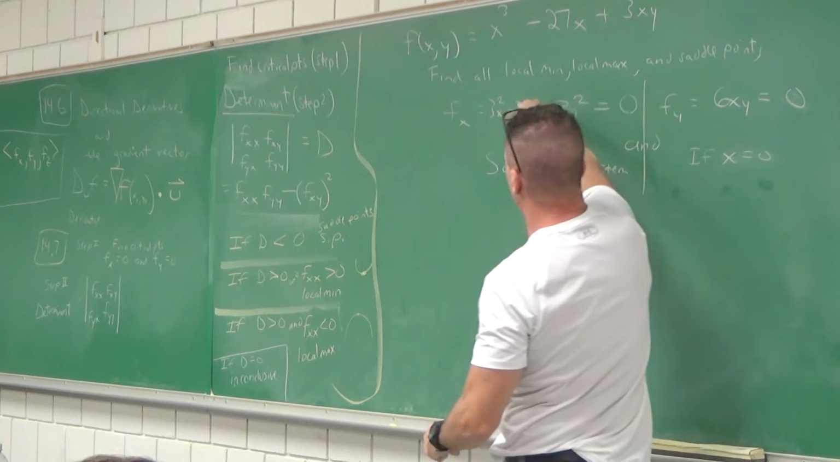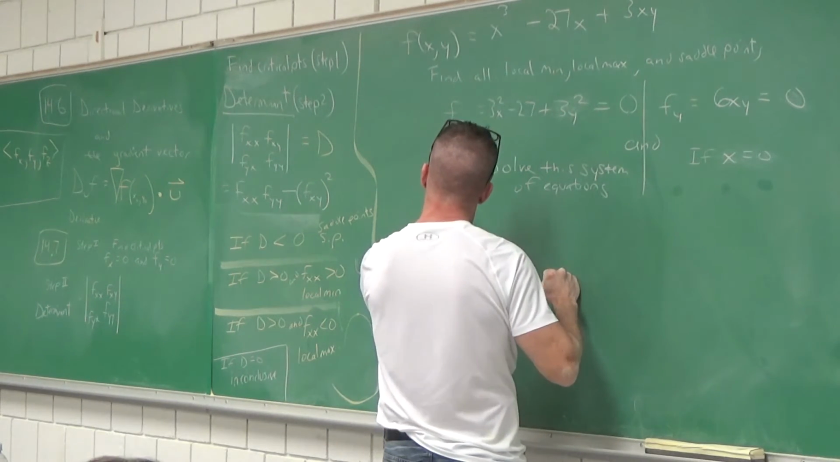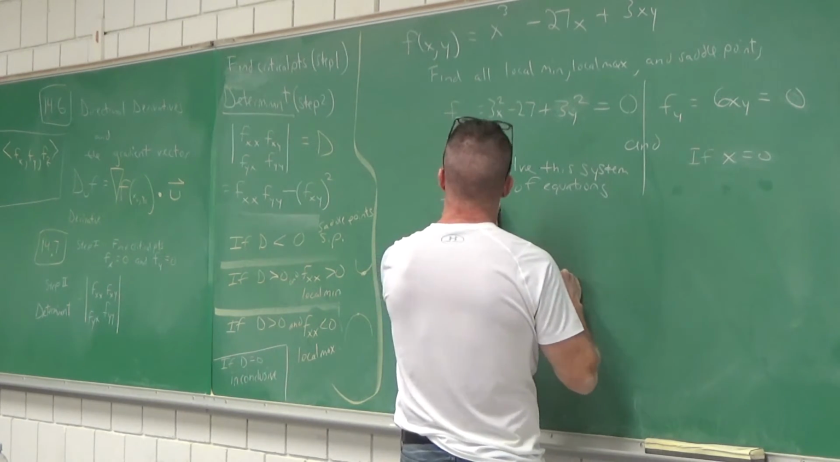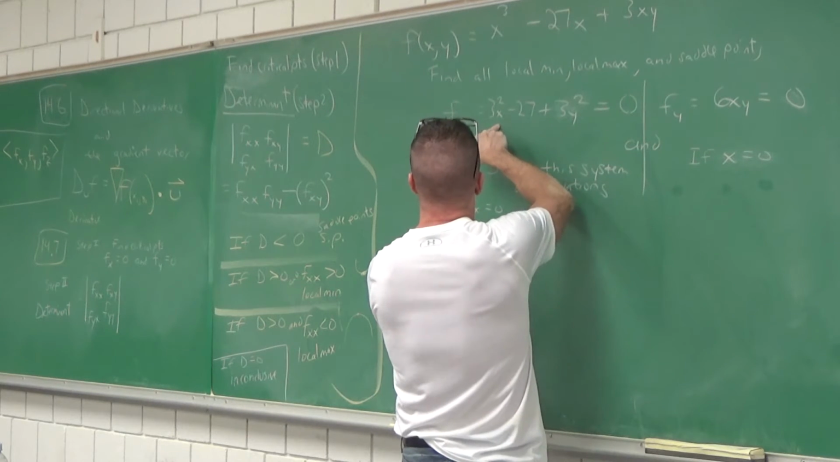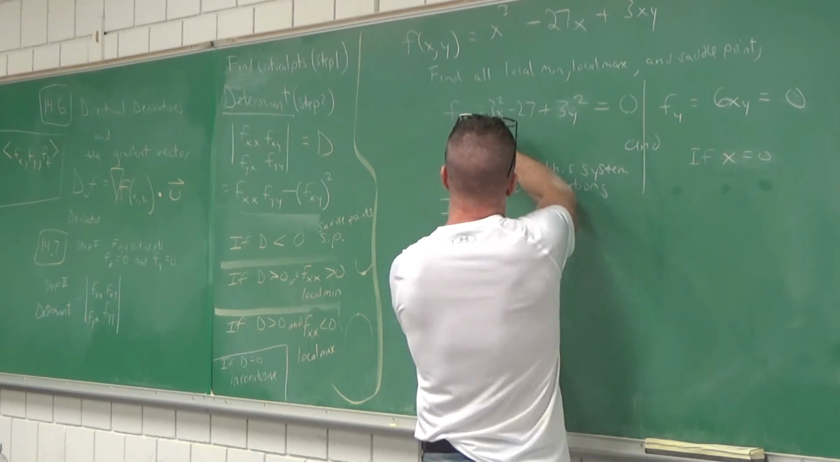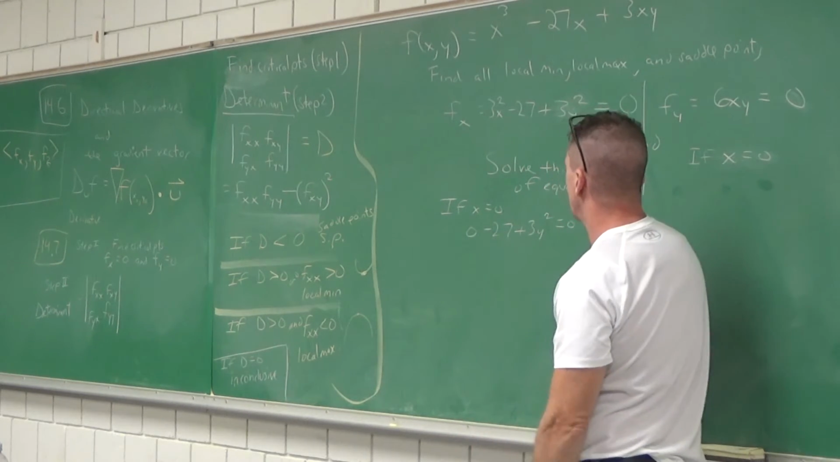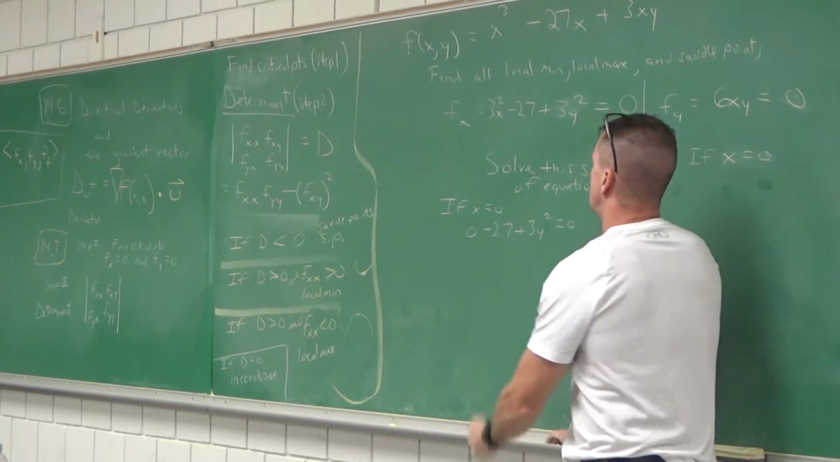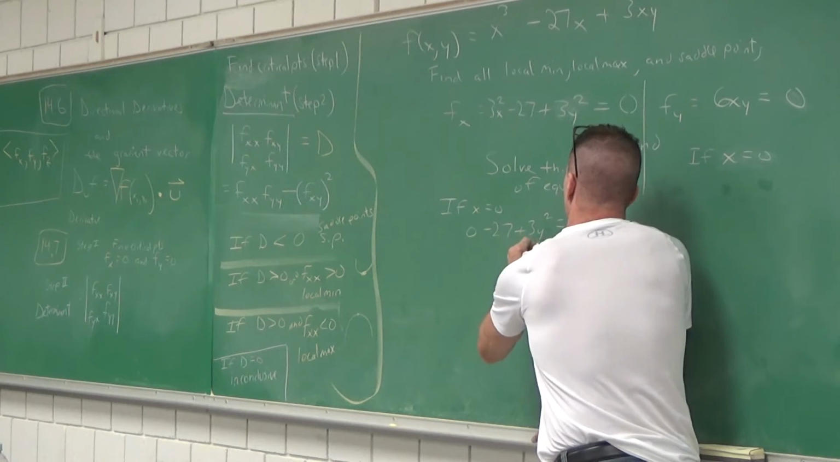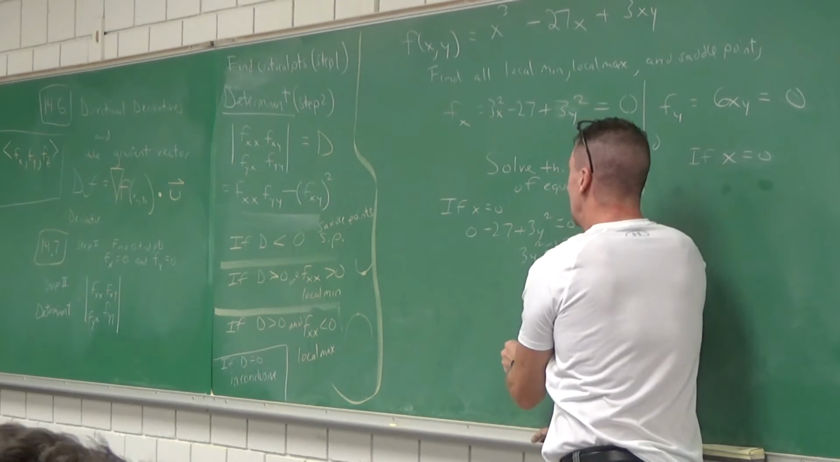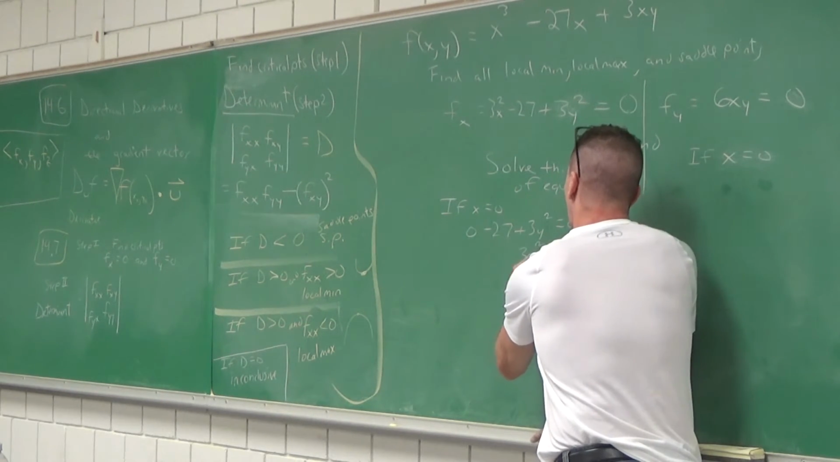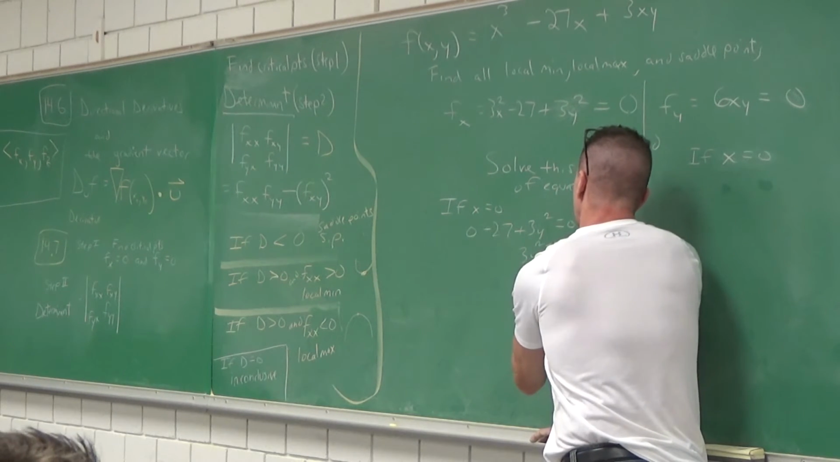So if x equals 0, we plug it over here. We're trying to find our critical points. I get 3 times 0 minus 27 plus 3y squared equals 0. Can you solve that? y equals plus or minus 3. Way to go! Not just 3, but plus or minus. y squared equals 9 and y equals plus or minus 3.